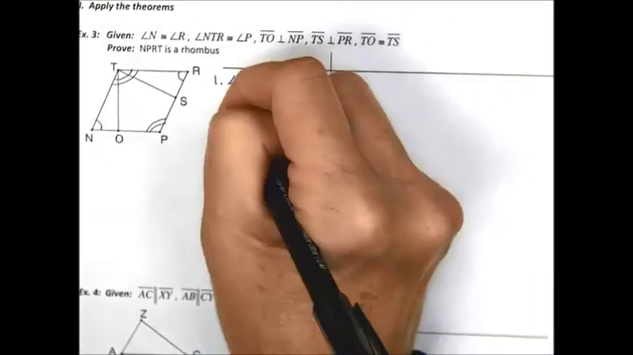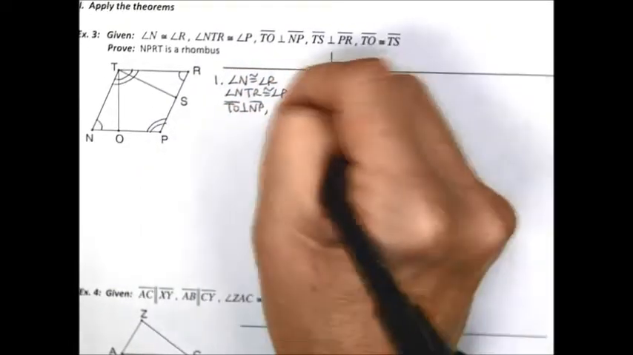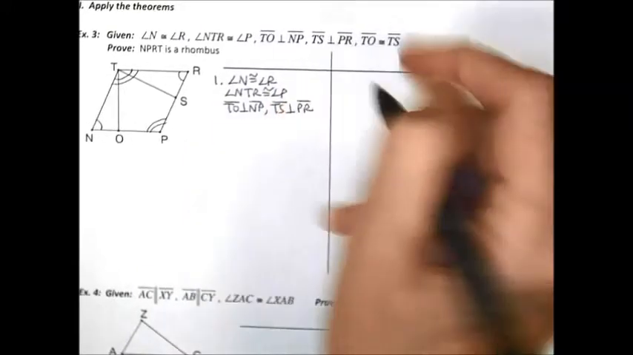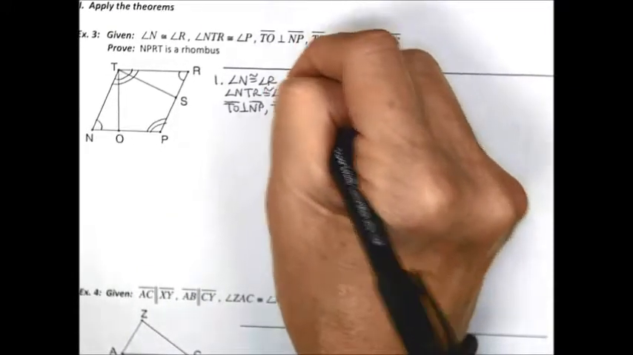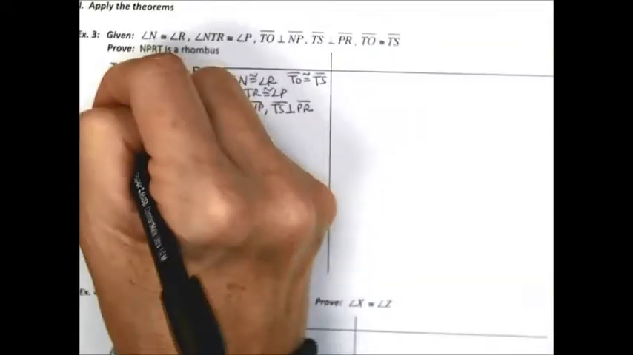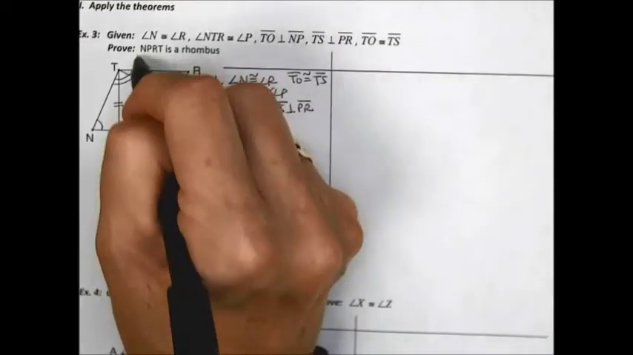And then I have a bunch of perpendiculars. I have TO perpendicular to NP. I have TS perpendicular to PR. And I'm going to squeeze up here TO congruent to TS. TO congruent to TS. All right, this one's a little tough because I'm asking you to prove a rhombus.